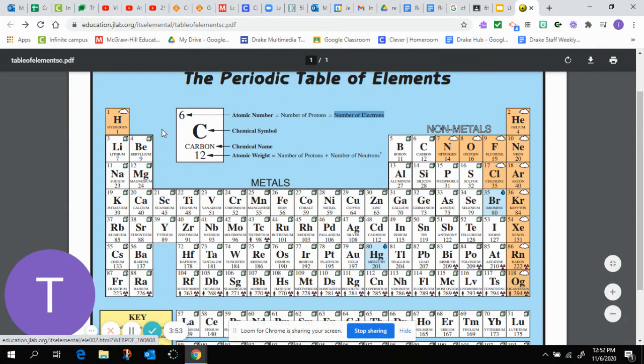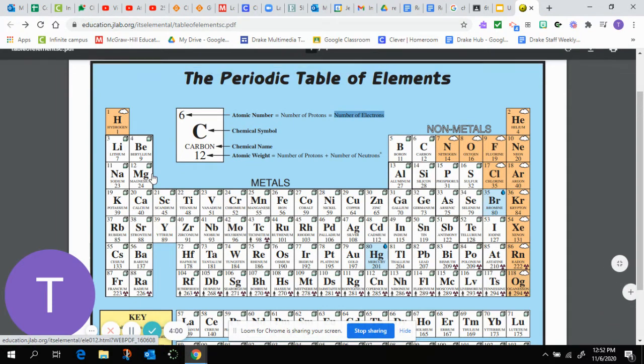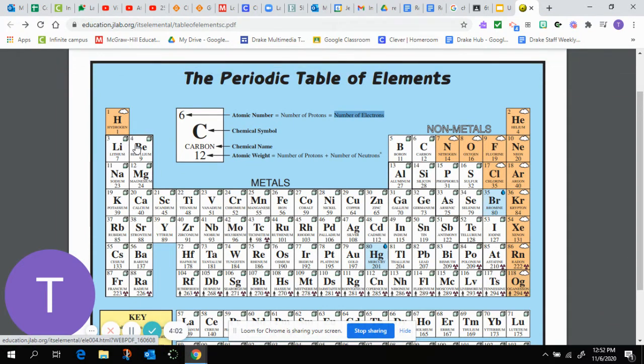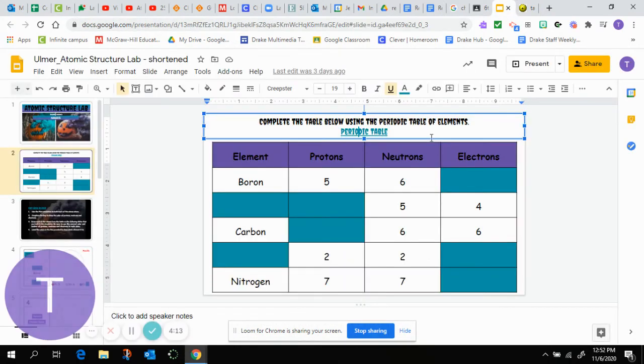So they go 1, 2, 3, 4, 5, 6, 7, 8, 9, 10, 11, 12, right? So they increase as you go across the board, okay, from the left side to the right. And here is 4. So the element that has 4 protons is beryllium. Beryllium. Okay, so I can fill in my second row here with the element name.